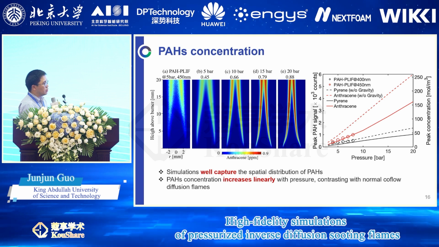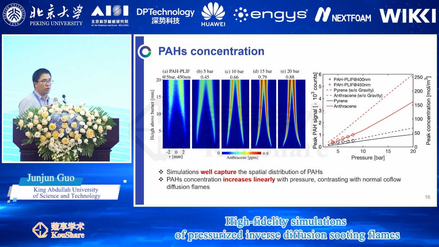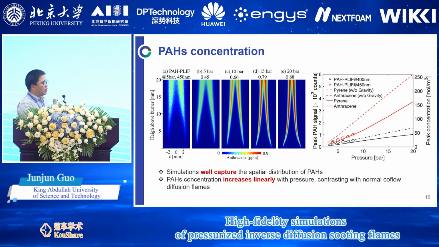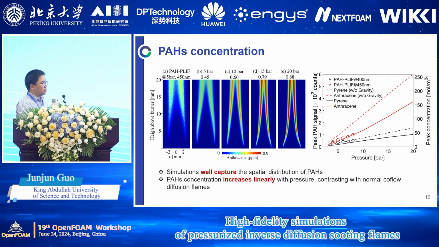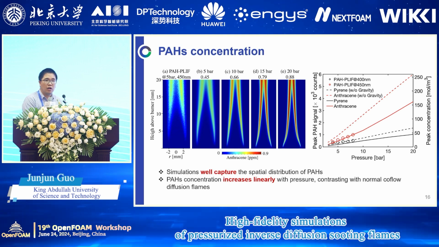This is very important. This is much different from the normal co-flow flame, where the fuel is in the center and then the full oxidation is achieved. The PAH is found to follow a power law. So this is the main difference between the inverse diffusion flame and the normal co-flow flame.